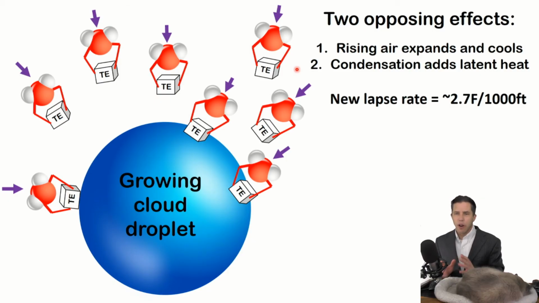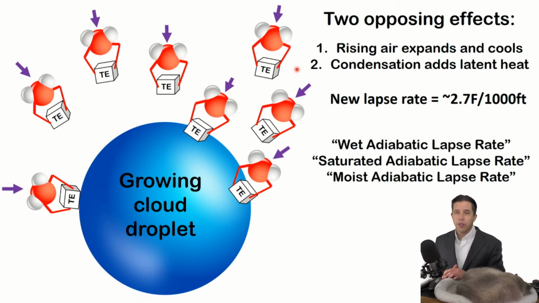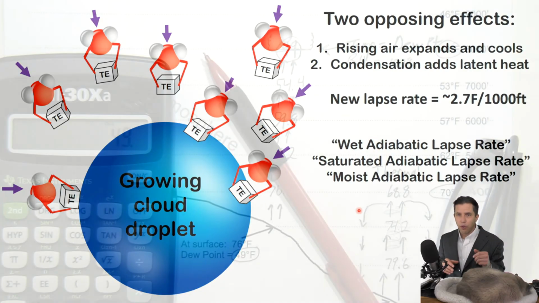It actually varies on a bunch of things, but in this class, we're just going to use the number 2.7. And this number, 2.7, has a couple of different names: sometimes the wet adiabatic lapse rate, or the saturated adiabatic lapse rate, or the moist adiabatic lapse rate, but all three of these mean that relative humidity is 100% and you have a cloud. Okay, so just to recap, it's rising and expanding, which is cooling, but the latent heat being added is warming, so the net result is it's still cooling, but not cooling as much as it was before.